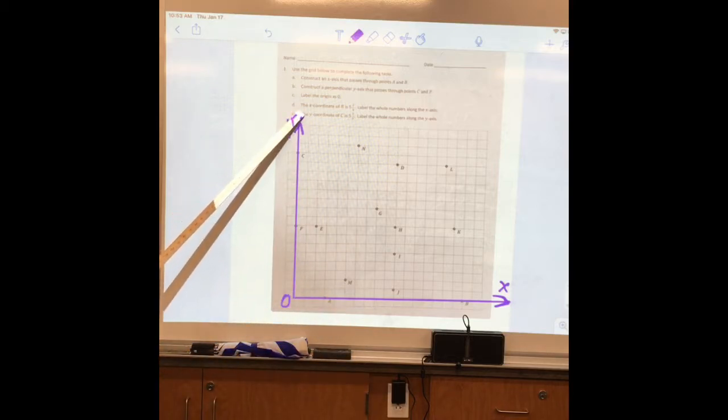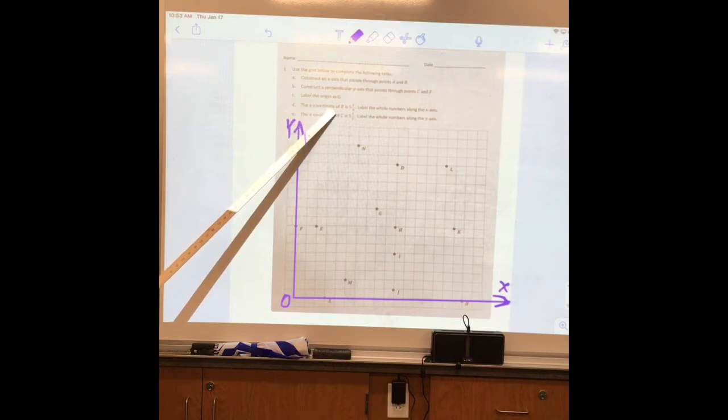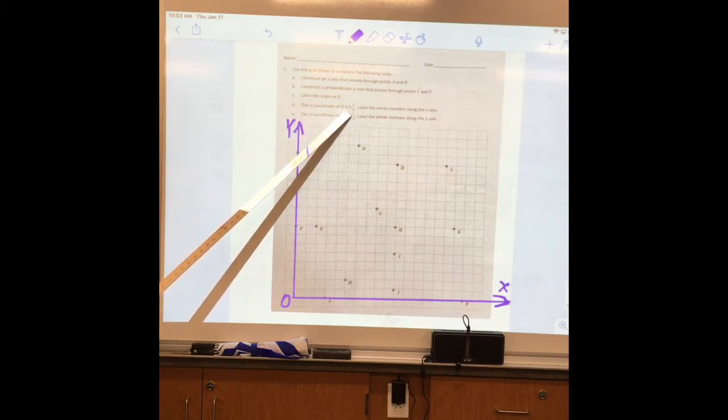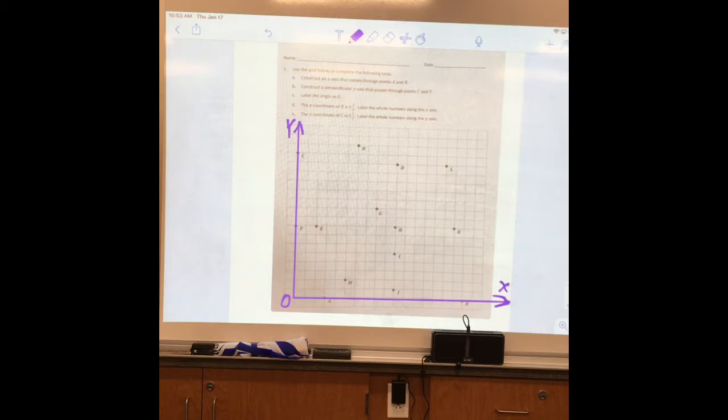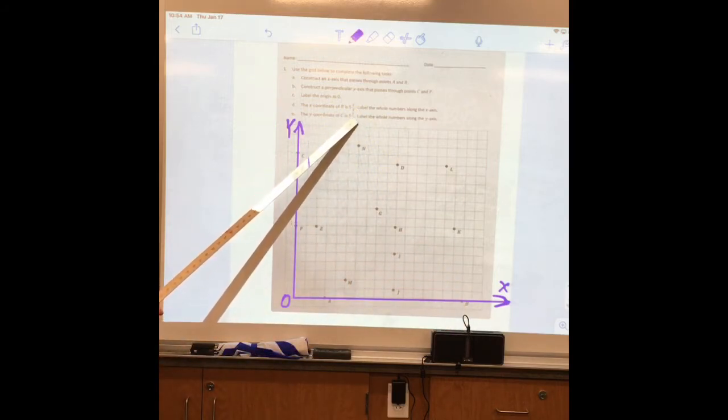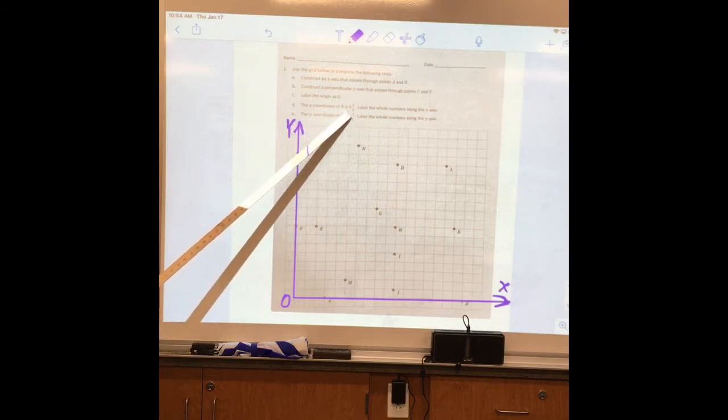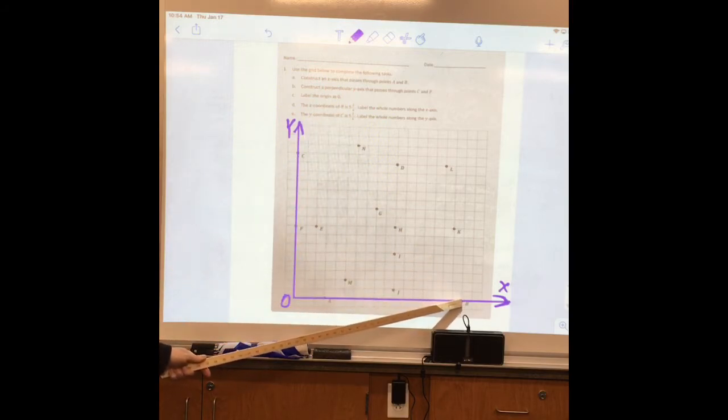Then it's going to say the x coordinate of B is 2 2/3. B is 2 2/3. So we're going to have to go over 2 2/3, right? That's where B is, which is down here. I'm sorry, did I say 2 2/3? I'm sorry. B is 5 2/3. B is down here. This is going to be 5 2/3.